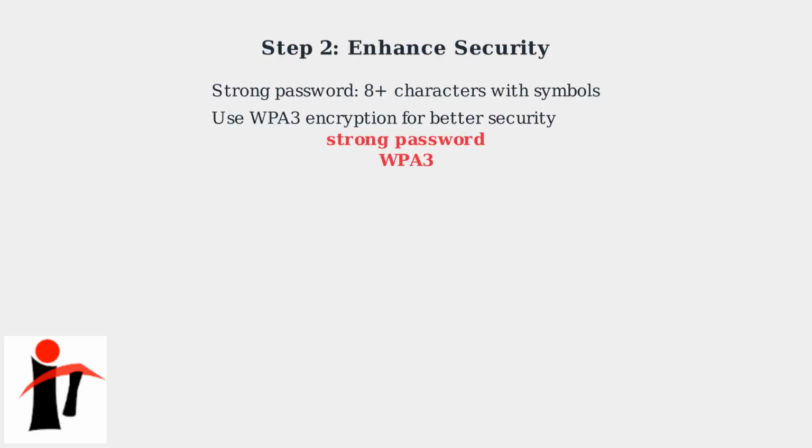To change the network name, or SSID, or password, tap on the Mobile Hotspot settings. Rogers recommends a strong password of at least 8 characters with symbols for security. Use WPA3 encryption if available on your device for enhanced protection.